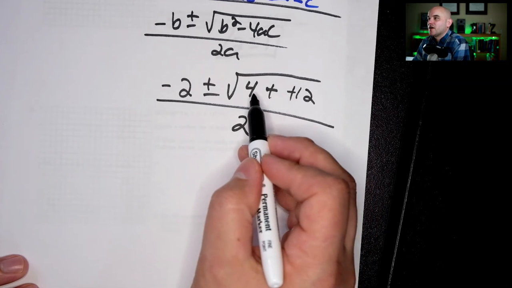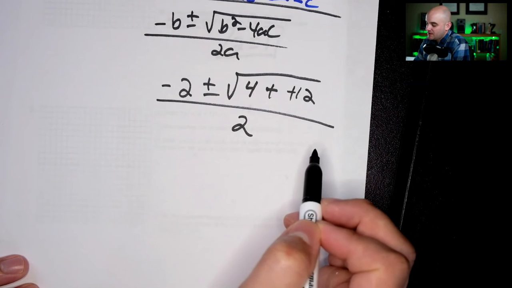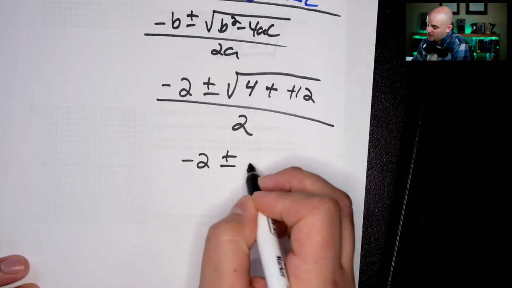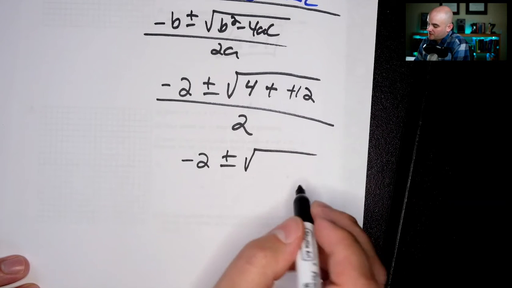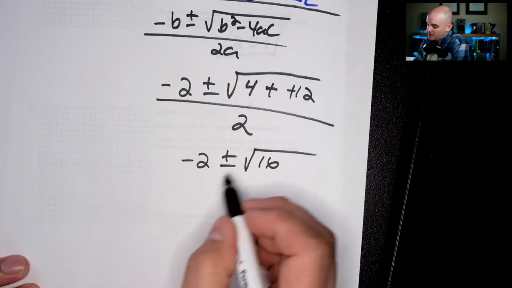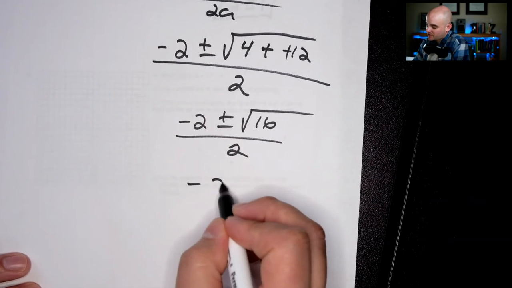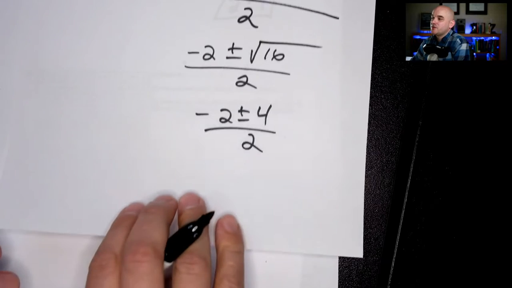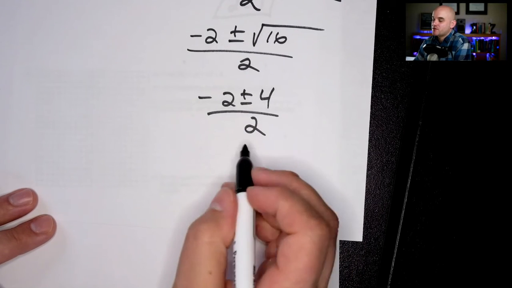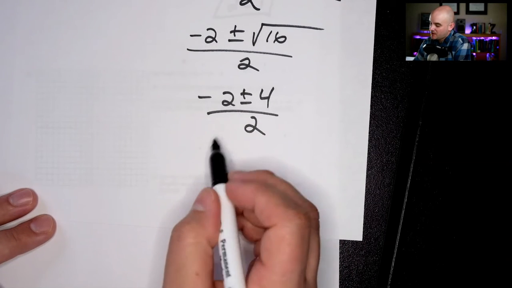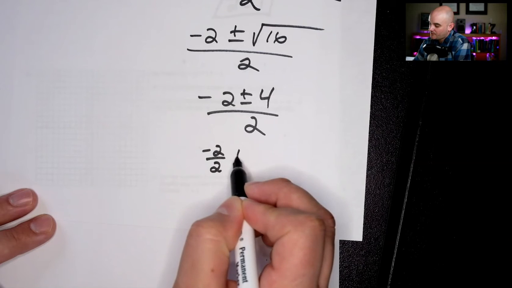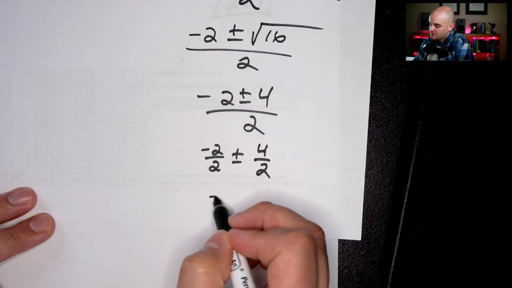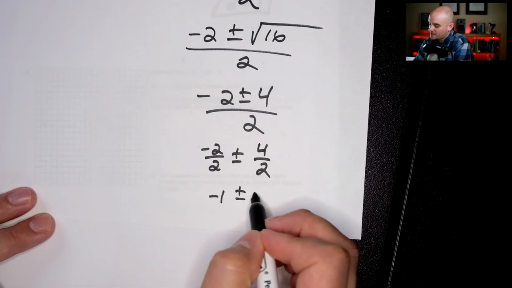And now let's simplify this a little bit further. 4 plus 12 is 16, and the square root of 16 is 4, so I end up with negative 2 plus or minus the square root of 16, or I already said 4, but we can do that on the next step. And now I'm going to divide this fraction up into 2 spots. It's the same thing as saying negative 2 over 2 plus or minus 4 over 2. So this becomes negative 1 plus or minus 2.